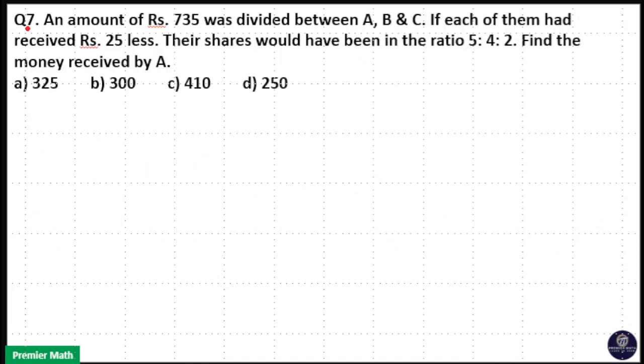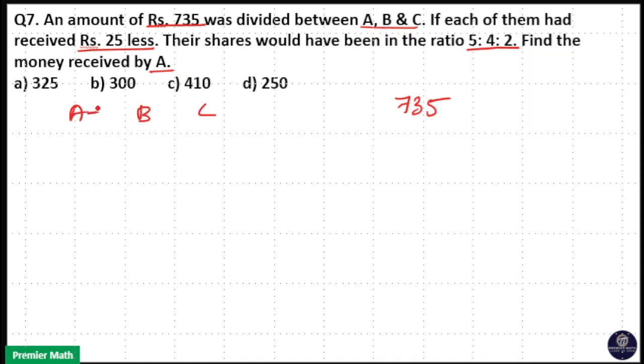Next is question number 7. An amount of rupees 735 was divided between A, B and C. If each of them had received 25 rupees less, their shares would have been in the ratio 5:4:2. Find the money received by A. So we have a total of 735 rupees here and we have 3 people, A, B and C.